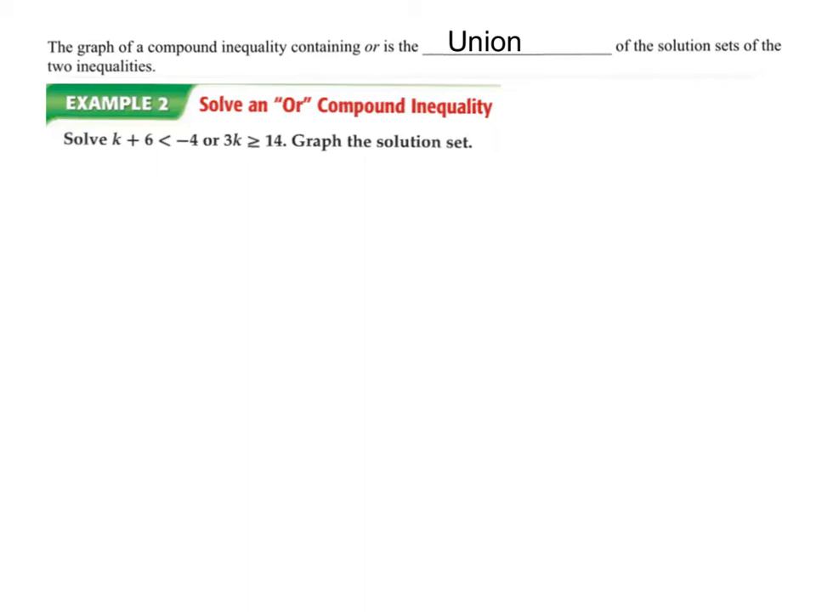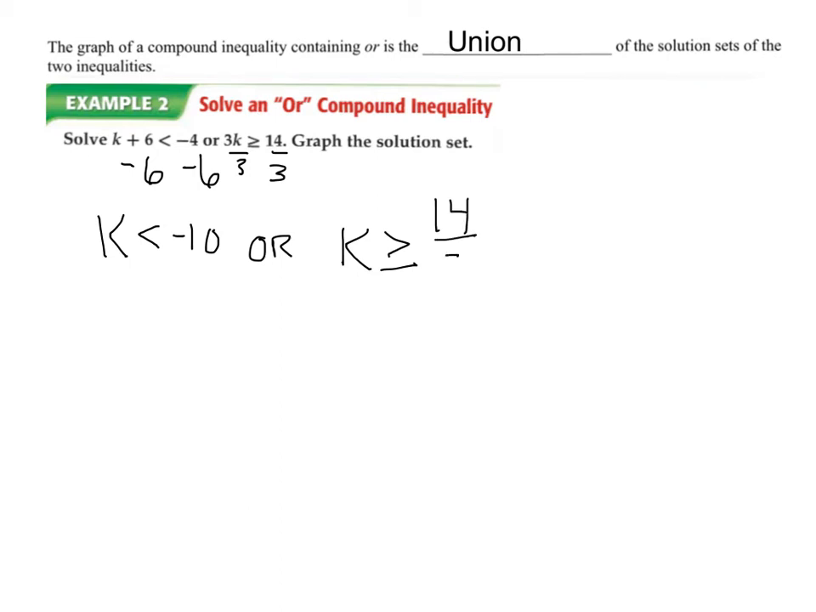We have k plus 6 is less than negative 4, or 3k is greater than or equal to 14. So we're going to solve these exactly like we did when we solved regular inequalities. I'm going to subtract 6 from both sides here. So I have k is less than negative 10, or over here we would divide both sides by 3. So we're going to end up with k is greater than or equal to 14 over 3.